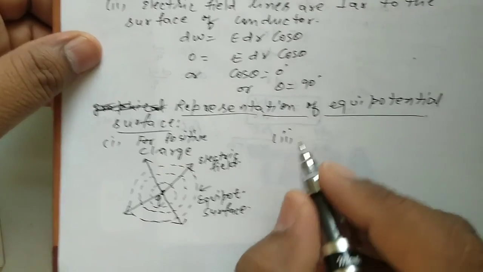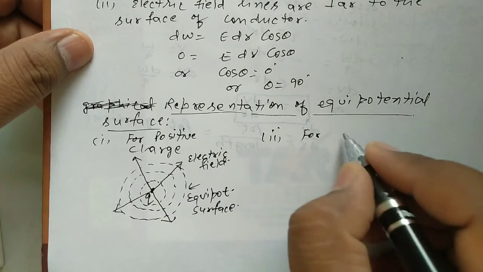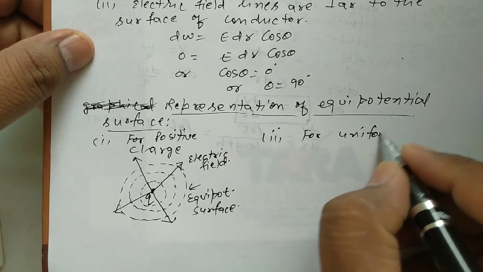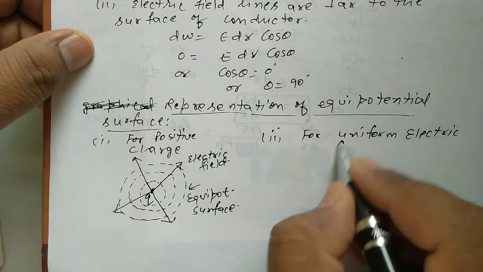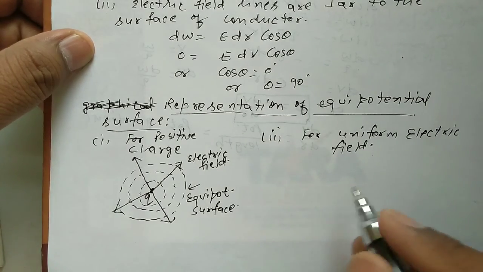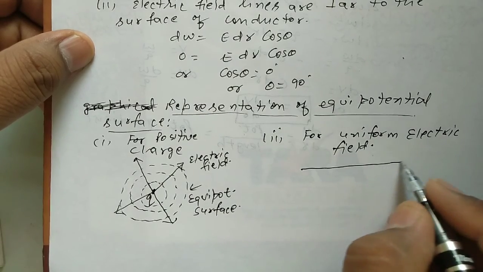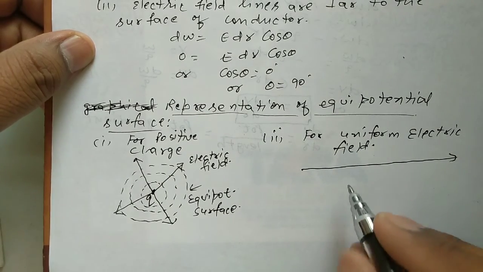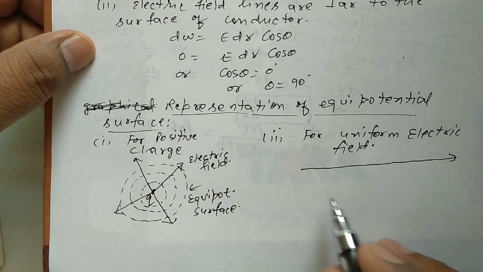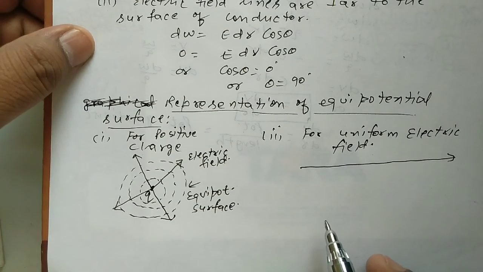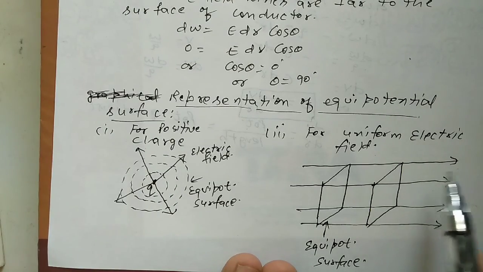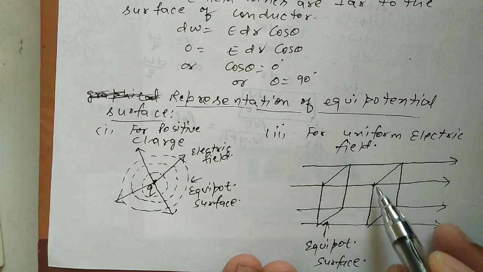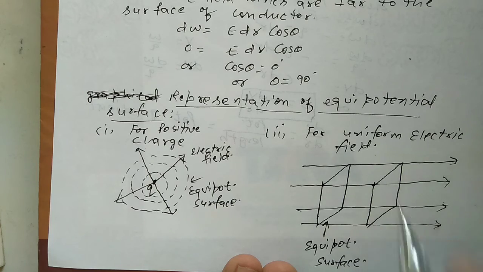Second, for a uniform electric field, which means electric field lines having the same distance between them. Now, these are the electric field lines. This is the first equipotential surface. This is the second equipotential surface.